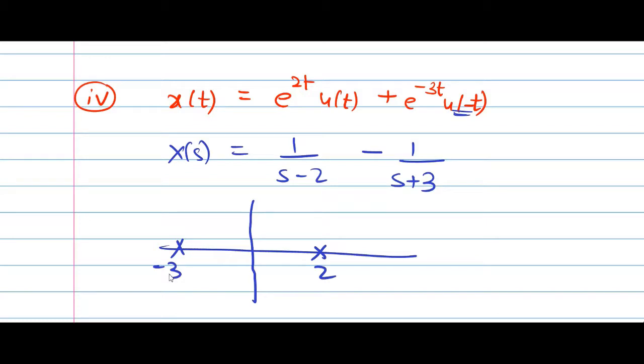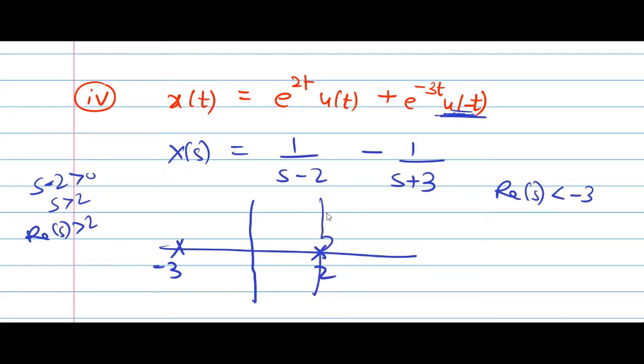With -3, real of s is less than -3, because u(-t) means less than. And here s minus 2 greater than 0, that means real of s is greater than 2. So it should be greater than 2 and it should be less than -3.